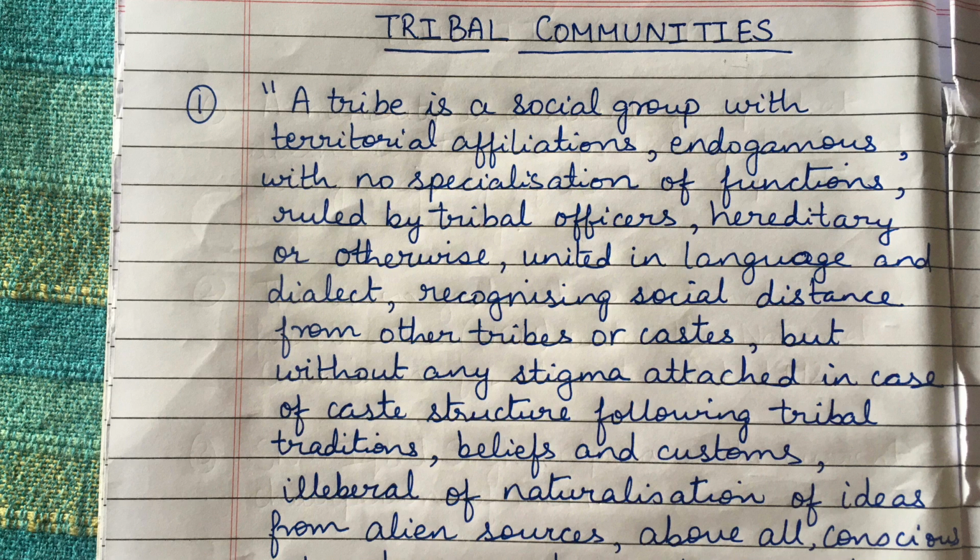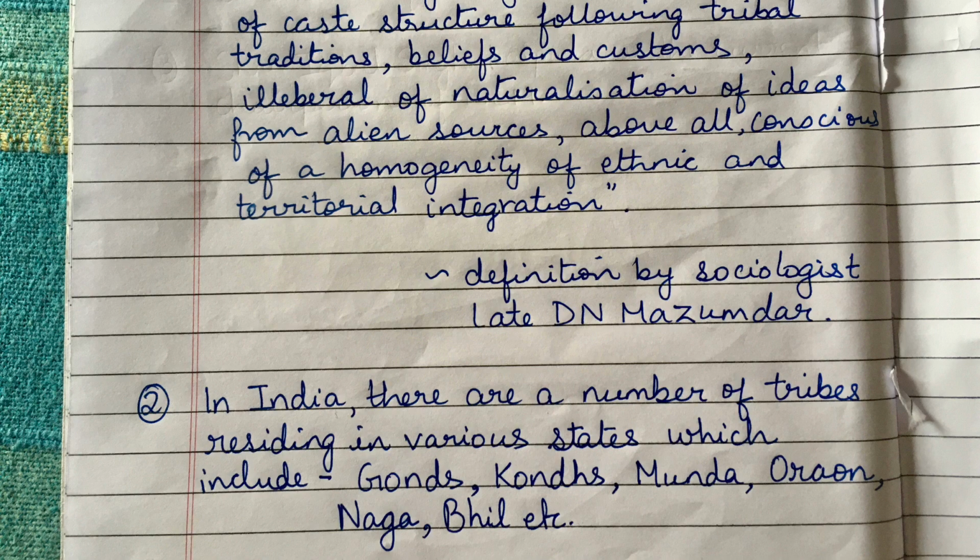Mazumdar defined a tribe as a social group with territorial affiliations, endogamous, with no specialization of functions, ruled by tribal officers, hereditary or otherwise, united in language and dialect, recognizing social distance from other tribes or caste, but without any stigma attached in case of caste structure, following tribal traditions, beliefs, and customs, illiberal of naturalization of ideas from alien sources. Above all, conscious of a homogeneity of ethnic and territorial integration.